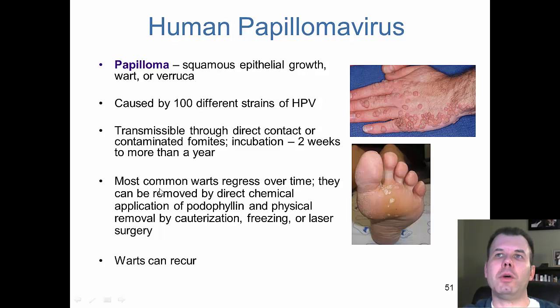Okay, so the papilloma is a squamous epithelial cell growth, wart or verruca. It's caused by at least 100 different strains of HPV that are transmitted through direct contact or contaminated fomites. Incubation is anywhere from 2 weeks to more than a year. So again, we were talking about athlete's foot and how things spread.